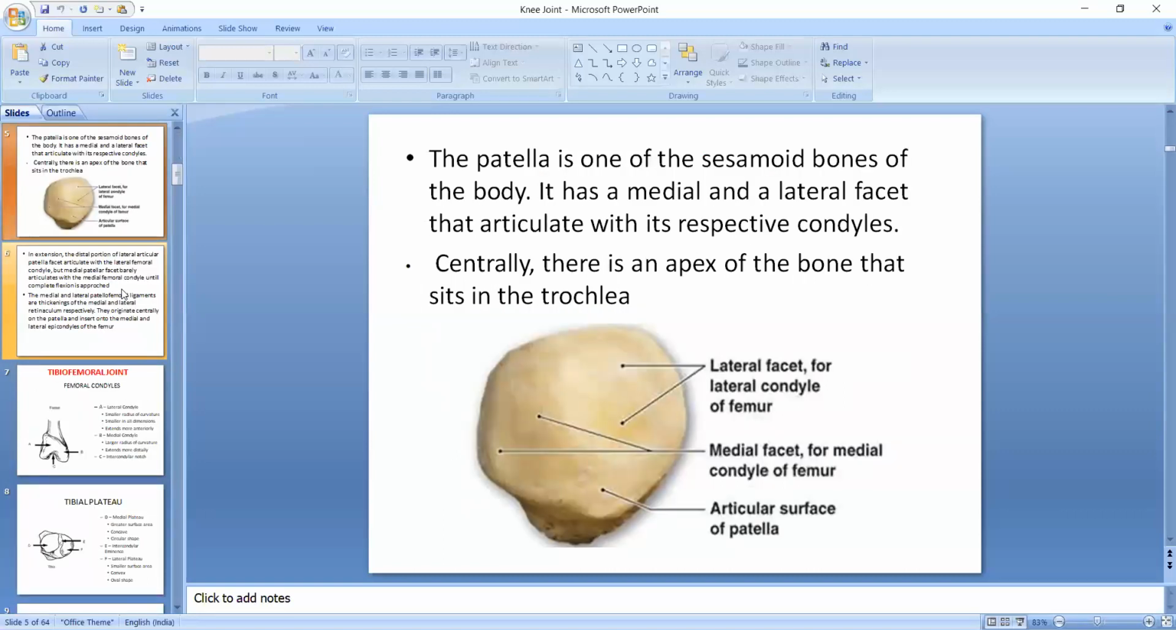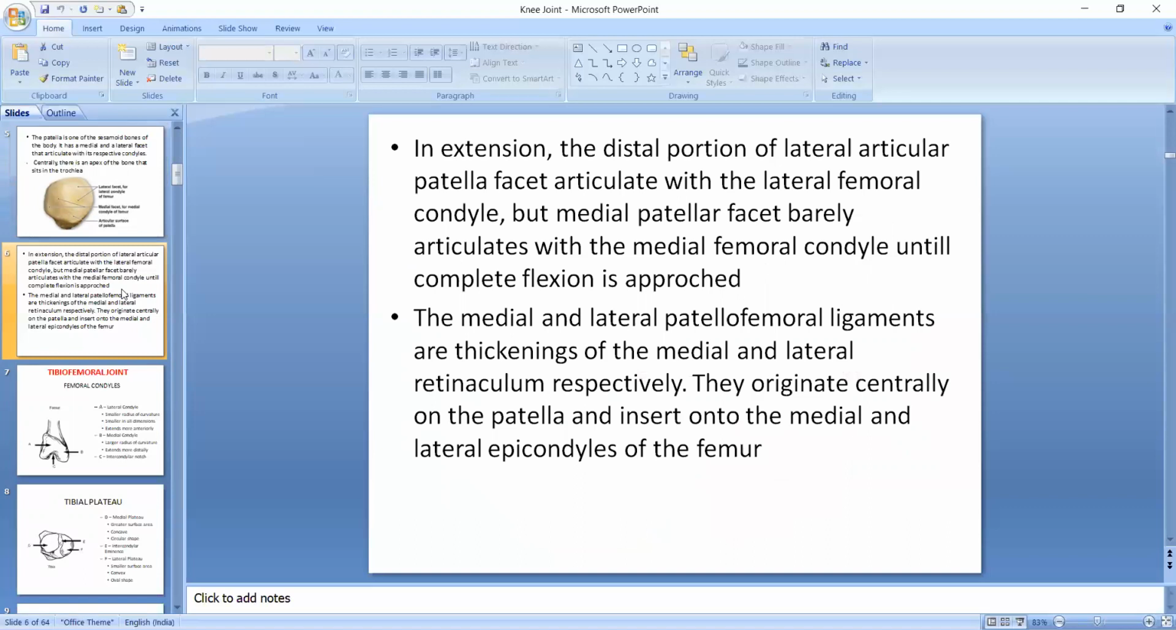The patella is one of the sesamoid bones of the body. It has medial and lateral facets that articulate with the respective condyles. Centrally, there is an apex of the bone that sits in the trochlea. In extension, the distal portion of the lateral articular patellar facet articulates with the lateral femoral condyle, but the medial patellar facet barely articulates with the medial femoral condyle until complete flexion is approached.